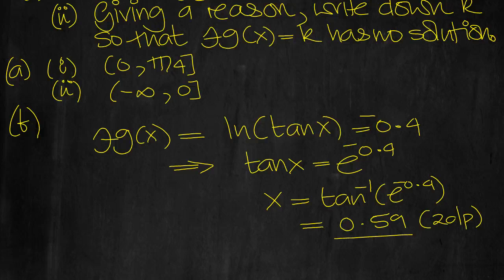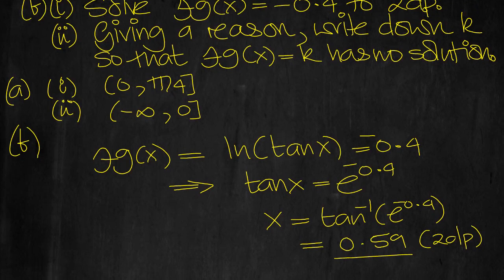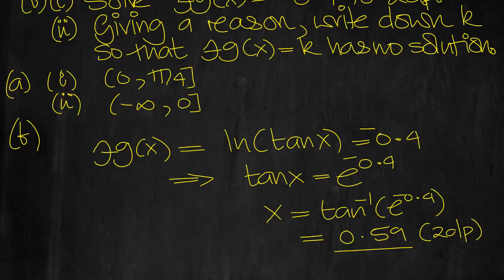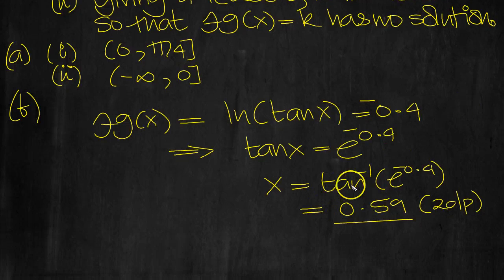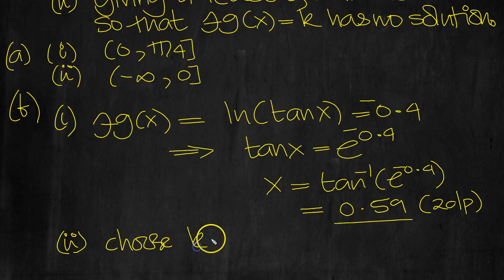So that's it. Okay, to give a reason, write down k so that fg of x equals k has no solution. Well, when does a range, so fg of x equals k, well, outside the range, so anything positive. So choose, that was part 1, choose k equals 1. There's no value in the range here, is there? So there won't be any solution.